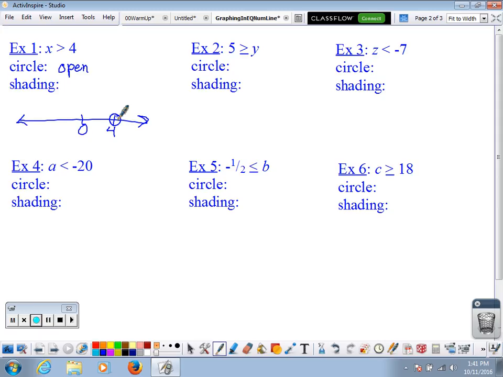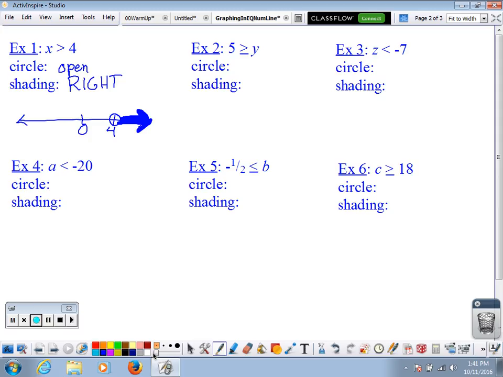Then I want to think about where to shade. Well, this inequality opens to x, which means x is the big values. So I need to shade where the big values are. That's on the right. So when we shade to the right, guys, we shade all the way to the right, all the way to and including that arrow. That means everything to the right of that 4 is going to be in our solution set. But we keep that circle open, because that 4 is not part of our answer.